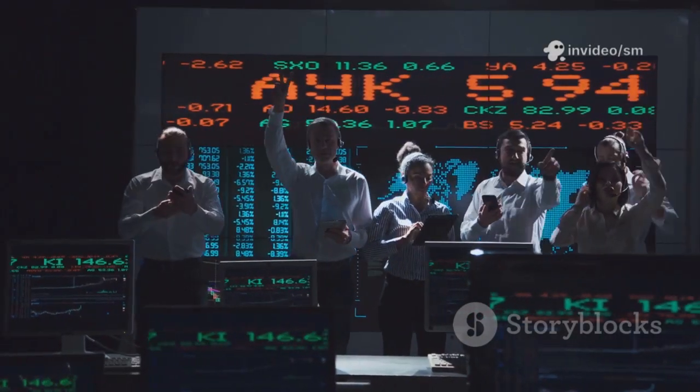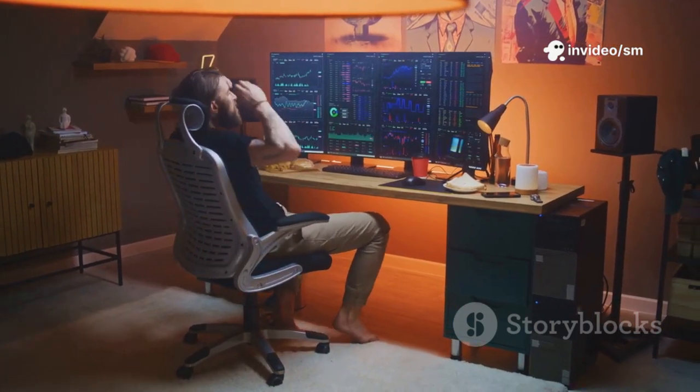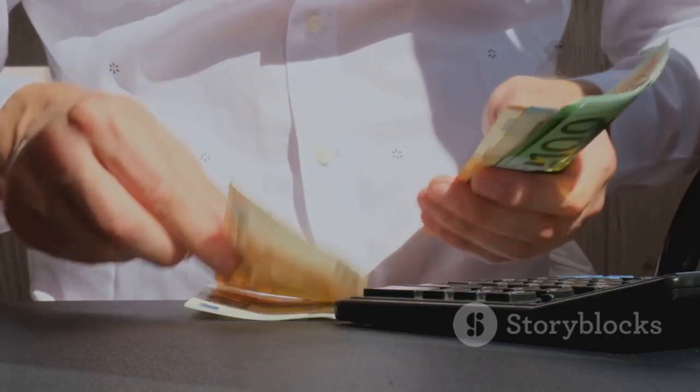Mastering reversals helps you take profits and find great entry points. Use this skill to complement other strategies. Let's wrap up with some final advice.